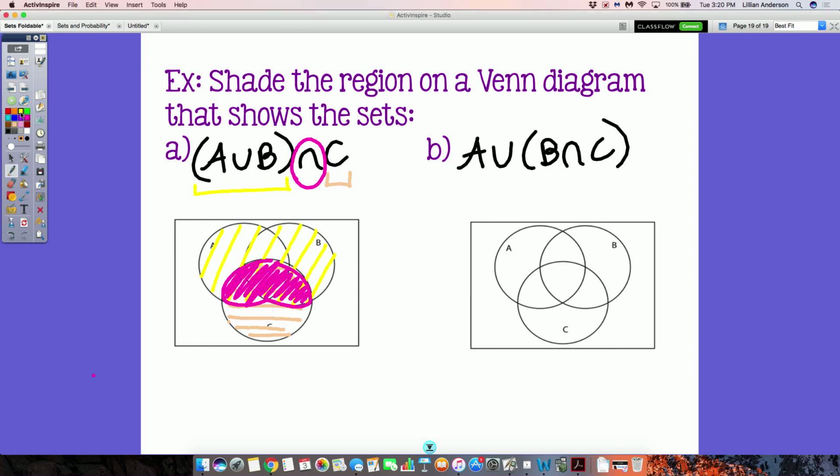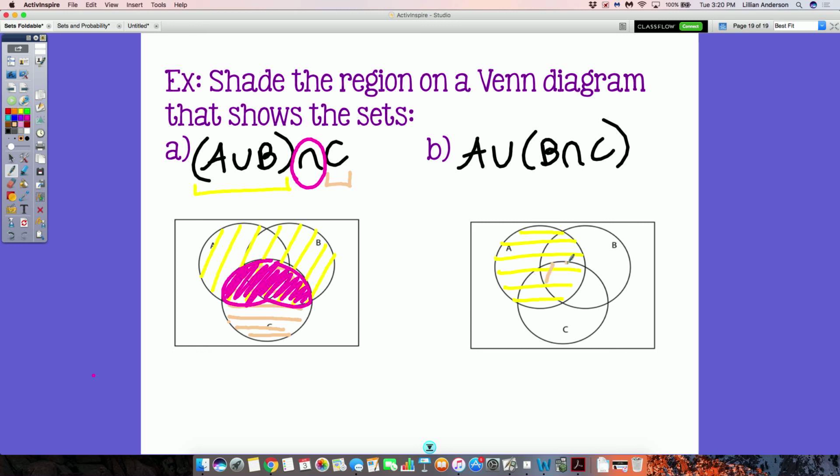All right, and for the last one, it's A union B intersection with C. So we're going to break this down into pieces as well. Okay, we're going to shade A, we're going to shade the intersection between B and C, and then we're going to see what everything is shaded to represent the union. So we're going to shade A, and then we're going to shade B intersection with C.